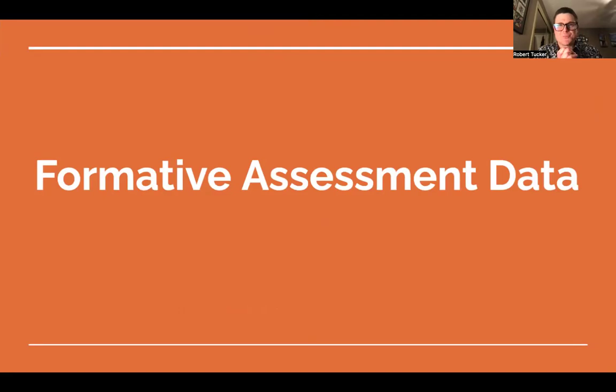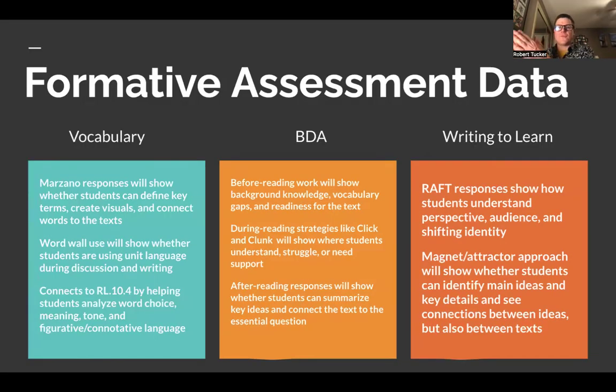Which is a nice segue into formative assessment data. I know I just said a summative at the end, but I think at this moment I'm just thinking about assessing for learning, assessing for understanding, and if I think through the comprehension and learning strategies that we just discussed, there's a lot of opportunities for formative assessment data.